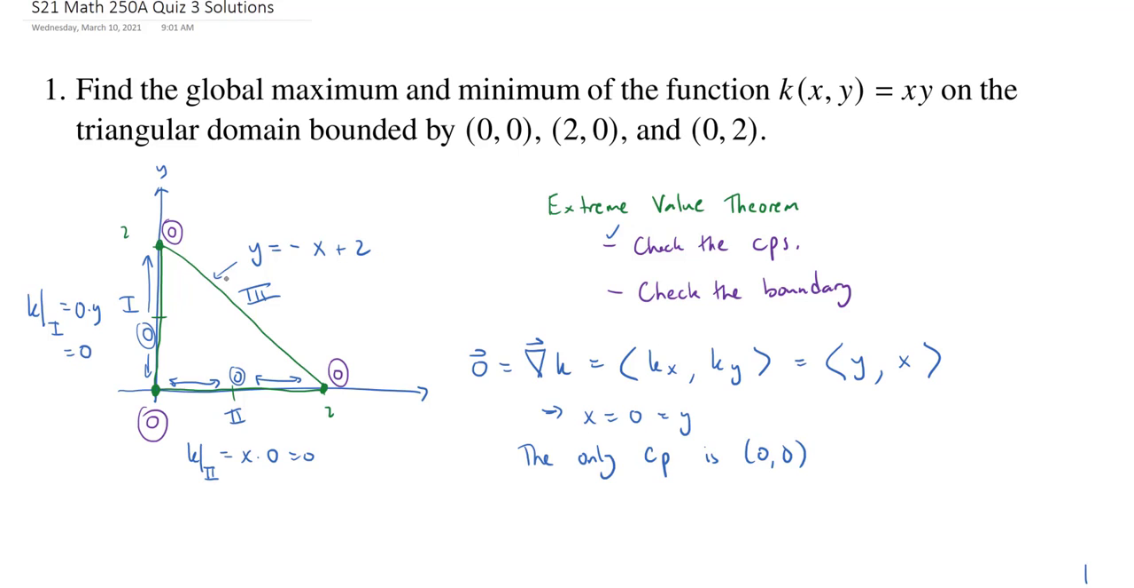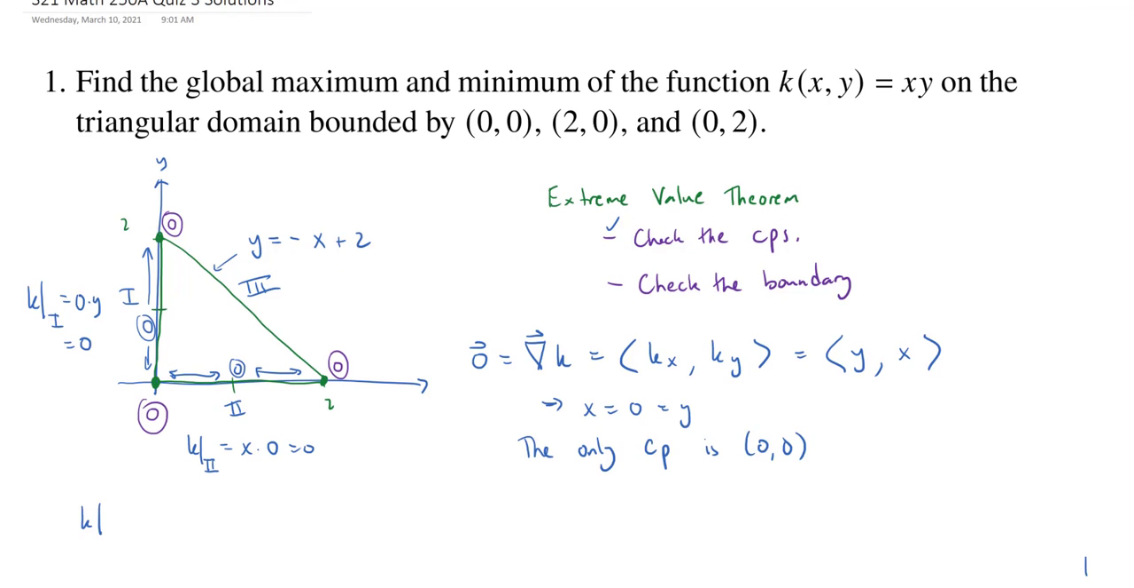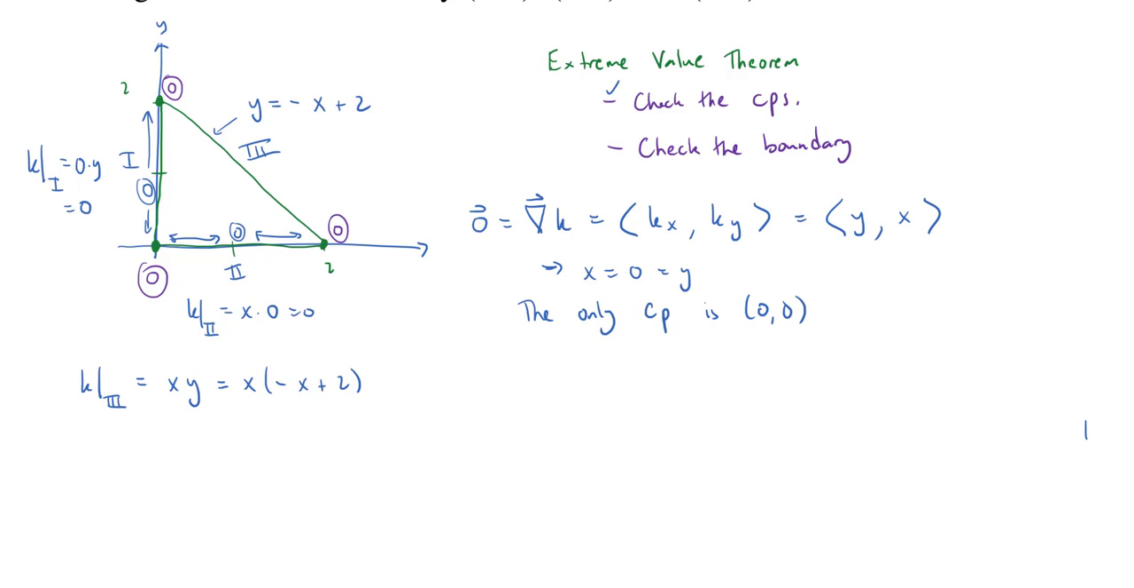Okay, so every point on this line segment looks like some x-coordinate, and then the y-coordinate is negative x plus 2. Let's evaluate k along line segment 3. So here it's x times y, but now the y I can replace by negative x plus 2. Okay, well, I'm curious where I'm going to have the largest and the smallest values along this line segment. And so I need to find the largest and smallest values of this function. All right. Well, there's a couple ways I could do that. Let me show you both ways.